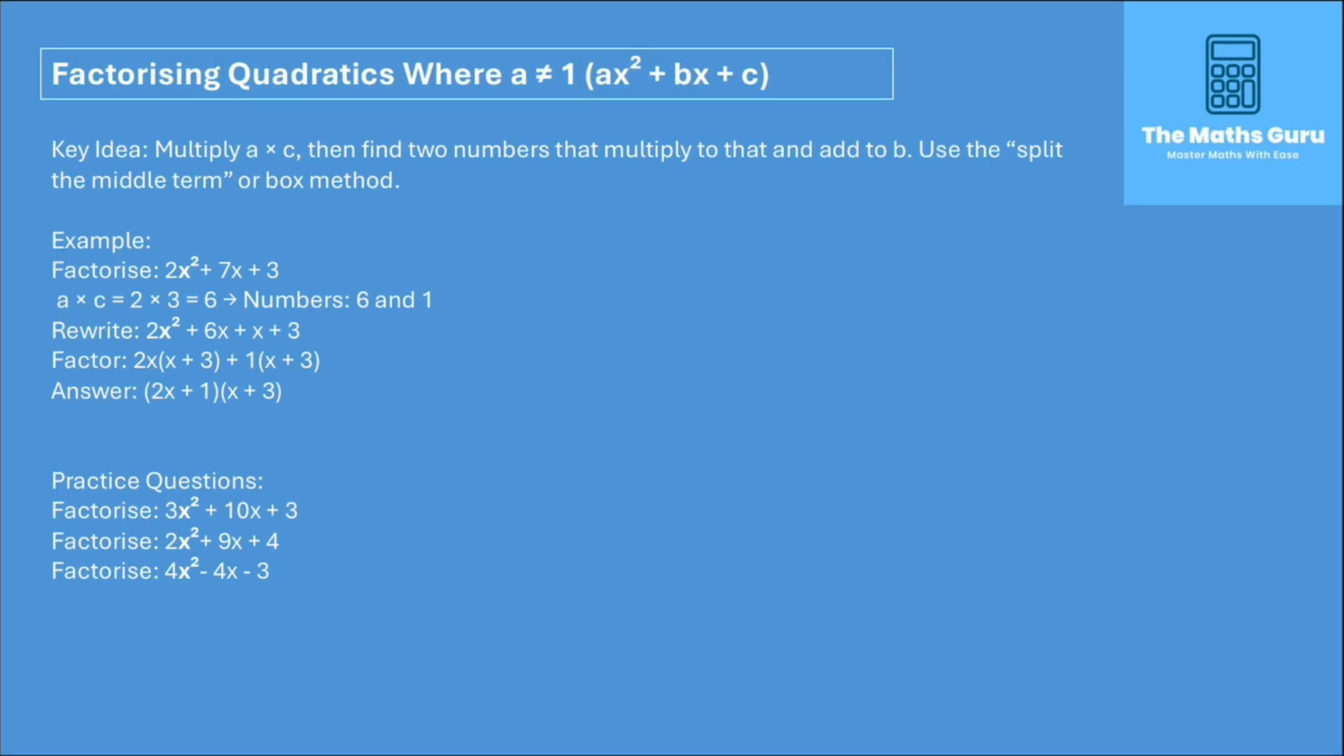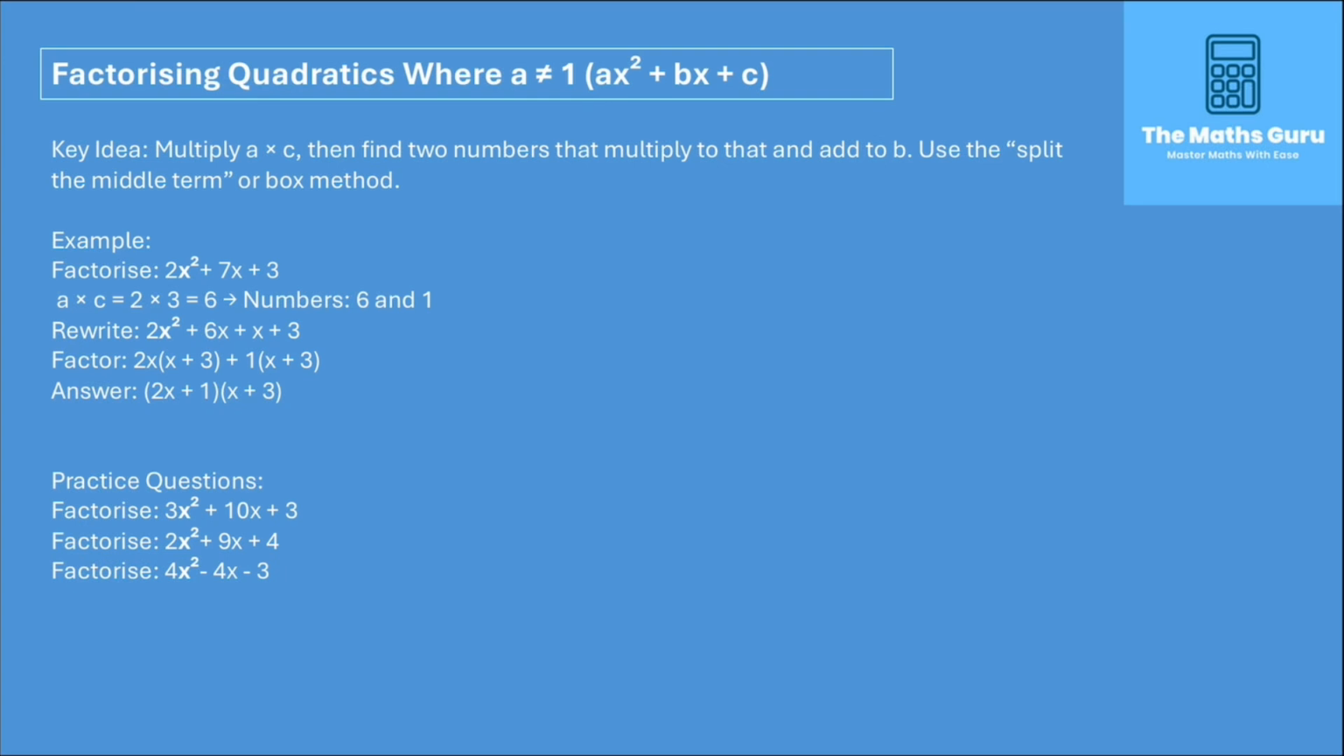Okay, moving on to the next questions. How do we factorize quadratics when a is not equal to 1? The way we do this is we multiply our a by our c, and then find two numbers which multiply to that and add to our middle term.